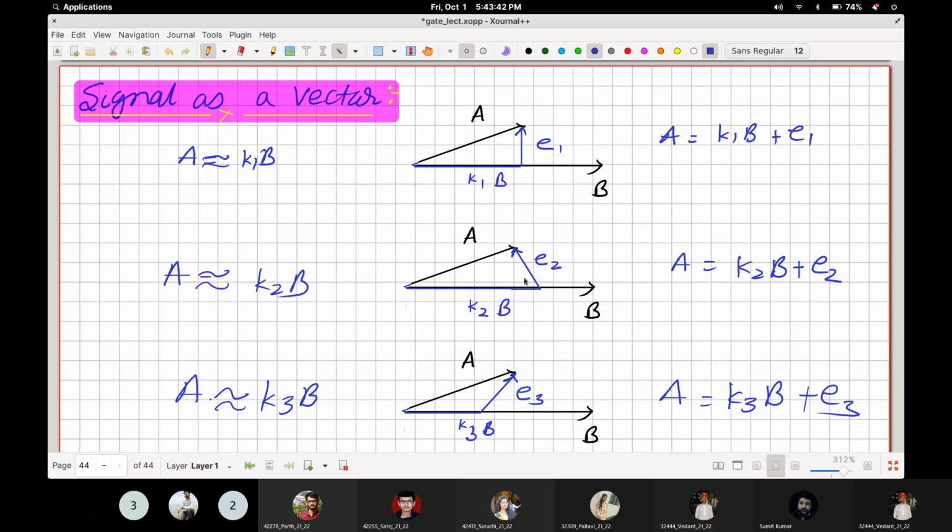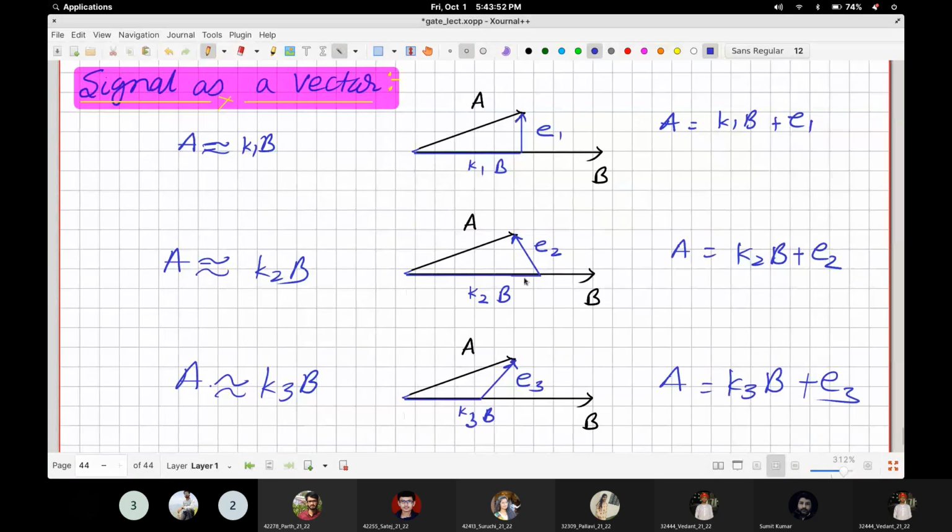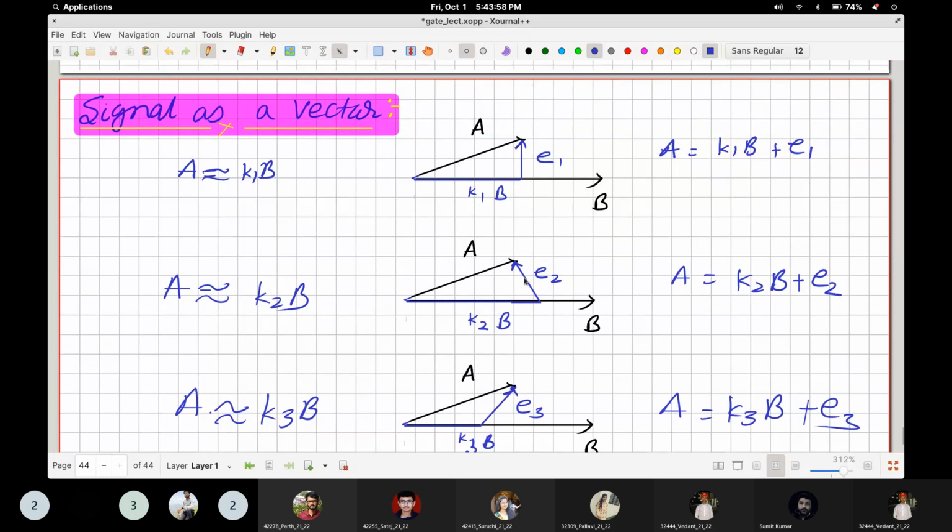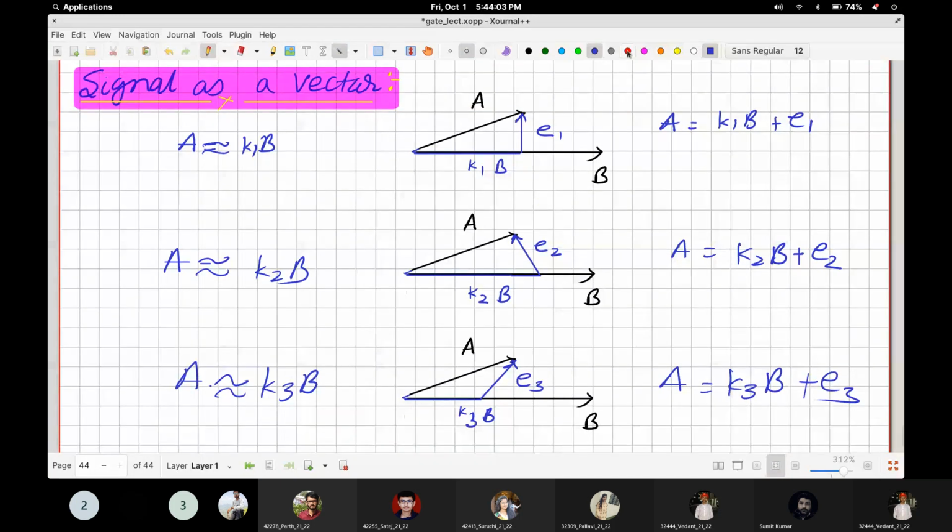So we were talking about approximation of A as K1B or K2B or K3B, and which approximation is best? Can you tell me? Which approximation is best? Anyone? In which one is the error minimum? The first one. What does a good approximation mean? The error should be the smallest, right? If you subtract the approximation from the original A, you will get the error. Where is that error minimum?